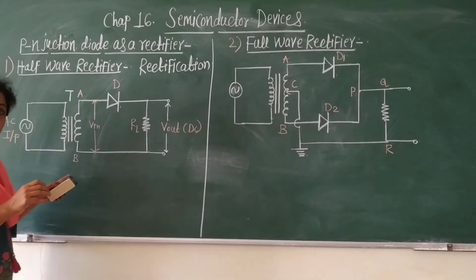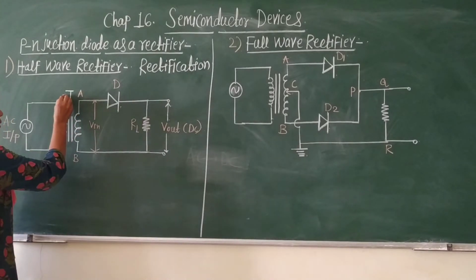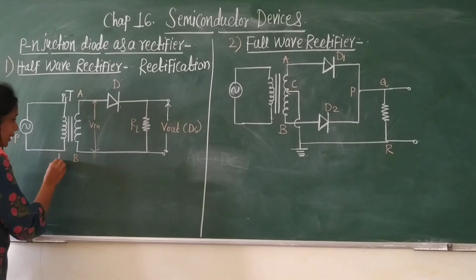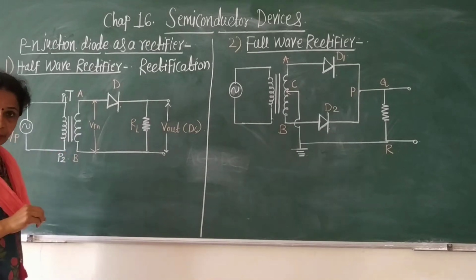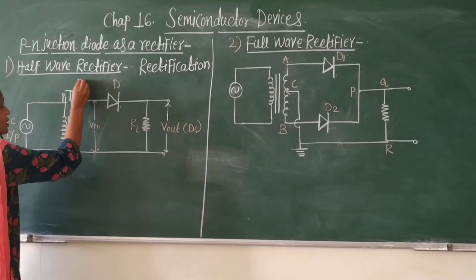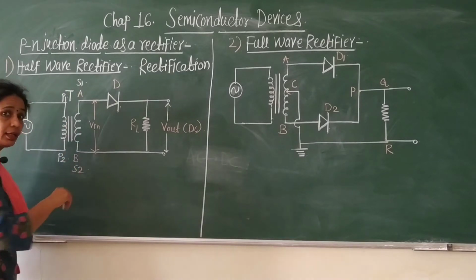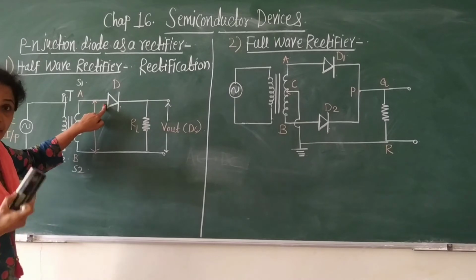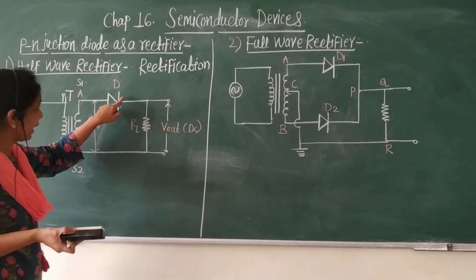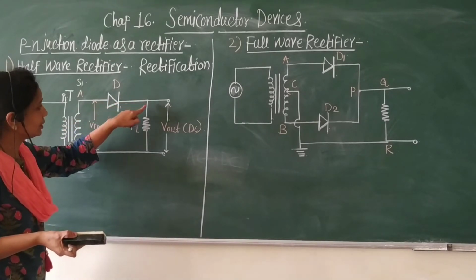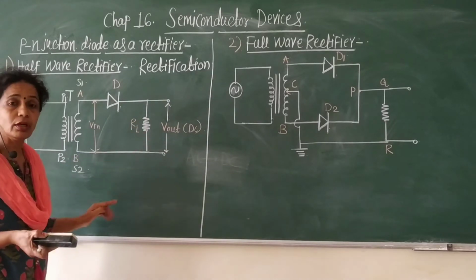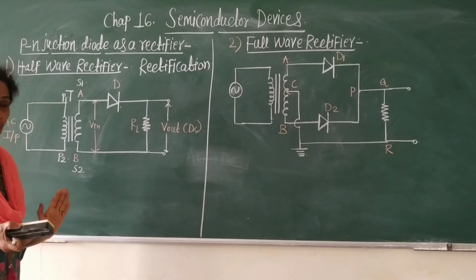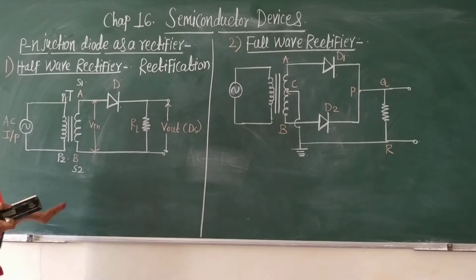Then it is nothing but a transformer. It is the primary of the transformer, P1 and P2 terminals. This is the S1 and S2 terminal, secondary of the transformer. Secondary of the transformer is connected to the anode, and cathode of the PN junction diode is connected to the RL.